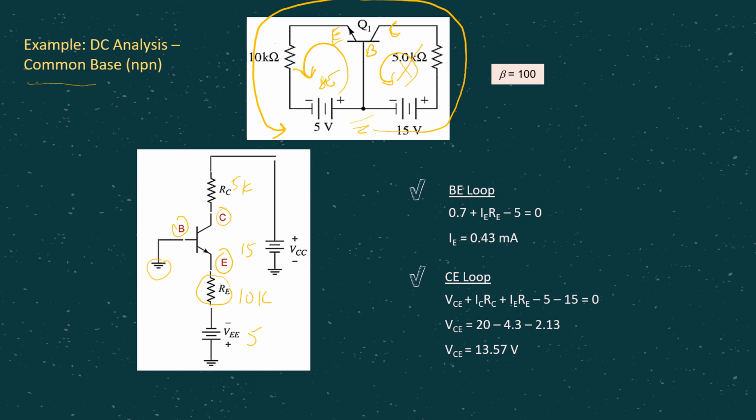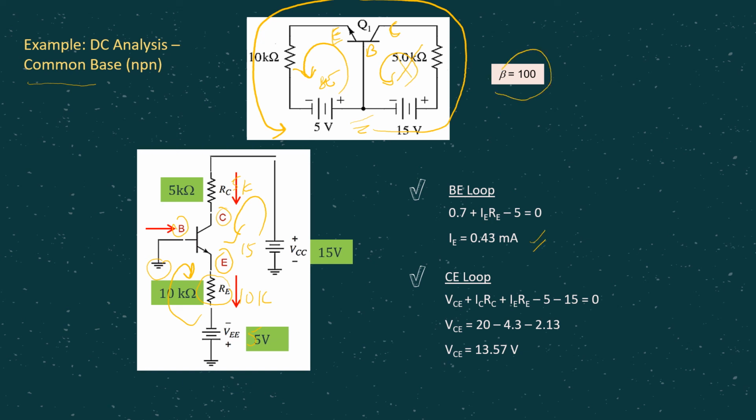If you redraw like this, it will be easy for you to identify where the BE loop is. Obviously this is the loop, right? Then obviously here is the CE loop. Once you identify the BE loop, you can do the KVL equation. Here you can get the value of IE, but since the beta value is given, you can also find the value of IB and also IC later if needed.